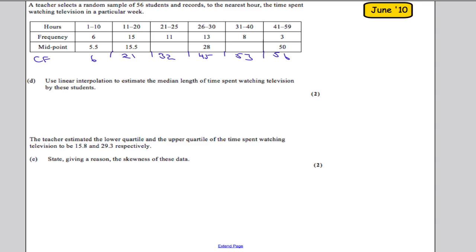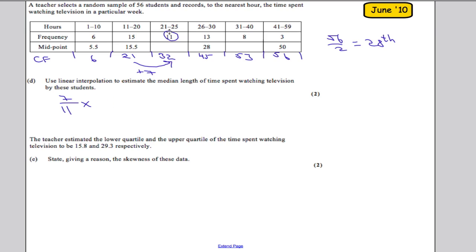The middle value in a group of 56, so 56 over 2 will give me 28. So we need the 28th value. Here I've got 6, then 21, so I'm going to need another 7 values to take me up to 28. So I need 7 out of the 11 in this group. I need 7 out of 11. That is the proportion I'm interested in.